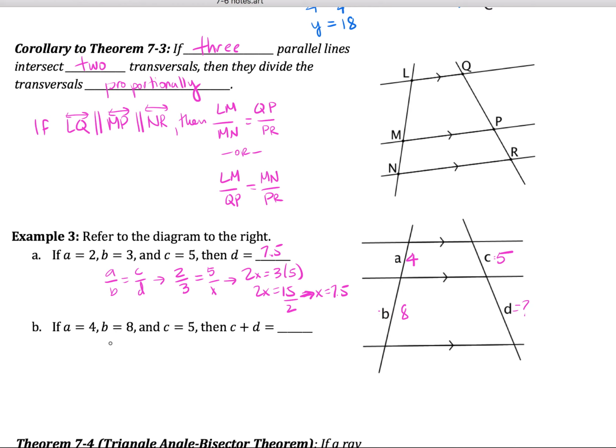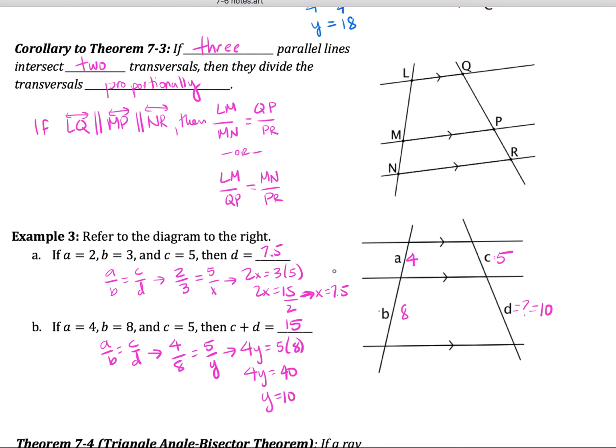So I'm going to set up an A over B equals C over D proportion, which is going to look like 4 over 8 equals 5 over y, since I used x up there. Now when I cross multiply that, I'll have 4y equaling 5 times 8. So 4y equals 40, and y equals 10. So D has a value of 10. The problem is asking what is C plus D, so we would just take 5 plus 10, and we would say that it's 15.